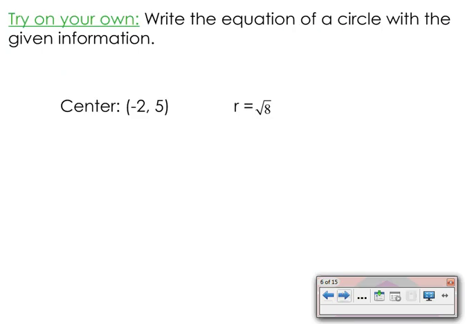This next example, I would like you to please try on your own. So feel free to pause the video here, work it out, and see how you do.